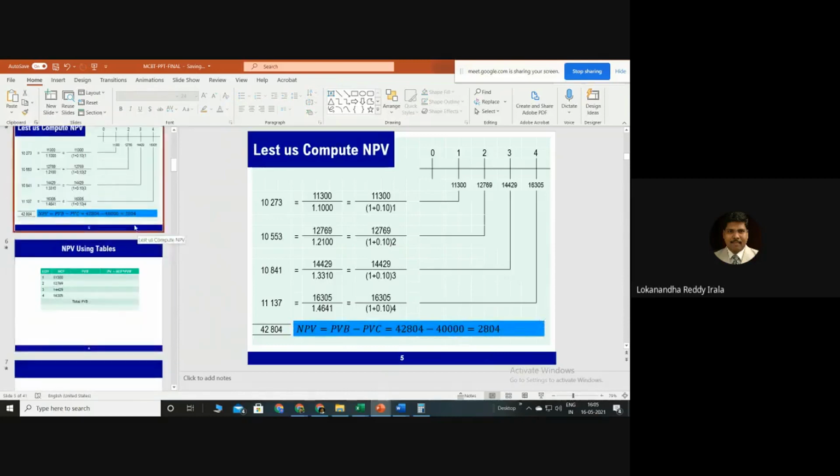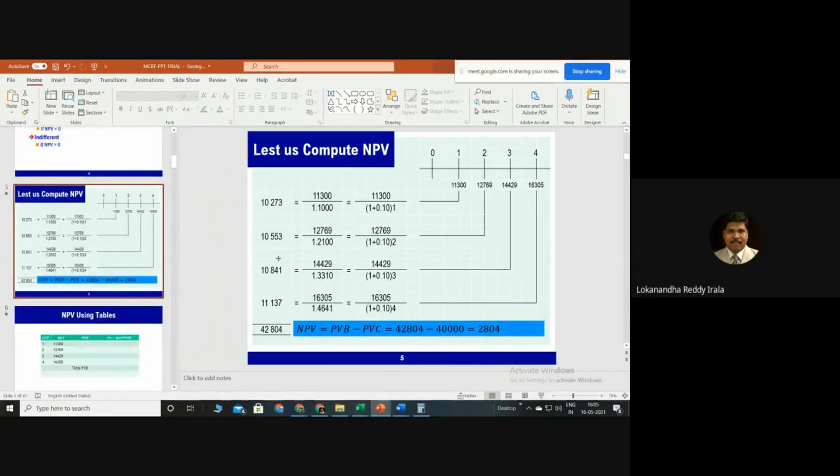But then, if you have seen, this calculation is a kind of a concern because it involves a lot of work. Of course, I have made it simple by pre-calculating the 1.01 whole to the power of 1, 2, 3, 4 values for you. Otherwise you will have to do it again.